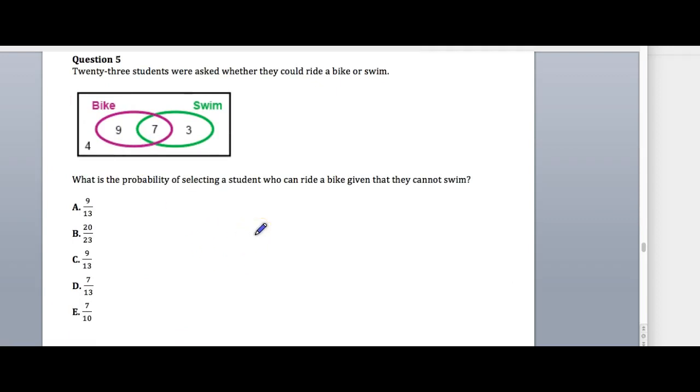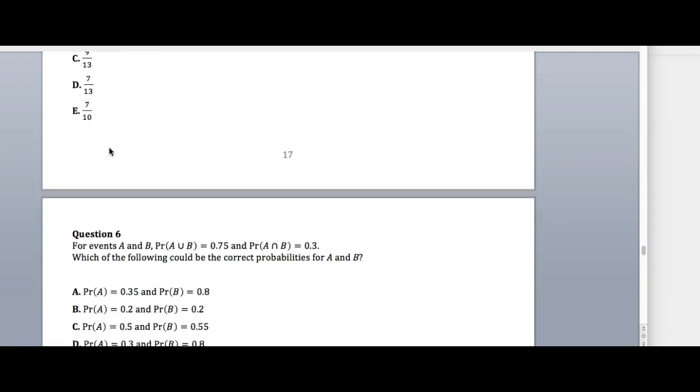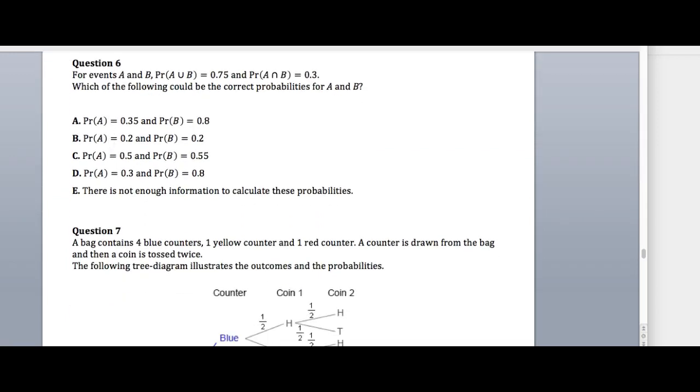Okay, question 5. 23 students were asked whether they could ride a bike or swim. What is the probability of selecting a student who can ride a bike given that they cannot swim? Okay, so this one here, we're looking at those who cannot swim. So we've got 9 and 4 cannot swim. What's that, 13? And the probability of those who can ride a bike is 9. So 9 over 13. You can use the conditional probability formula there if you like.